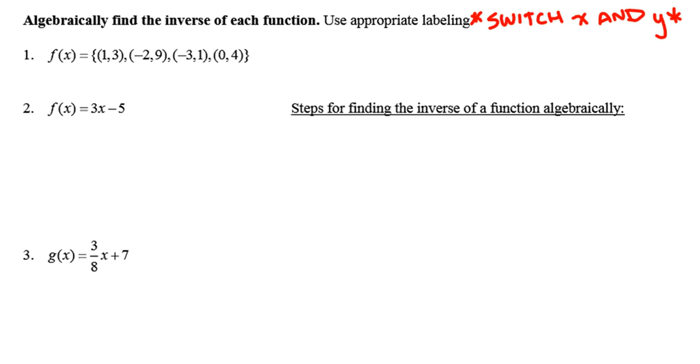Now, when you have a set of points like this, it's very simple. You're just going to take each one of these ordered pairs and switch their x and y around and use appropriate notation. So for that first one, it's simply going to look like this. You're going to write it as f with a -1 superscript. That's called inverse of f of x. And then just switch each one of those points x and y.